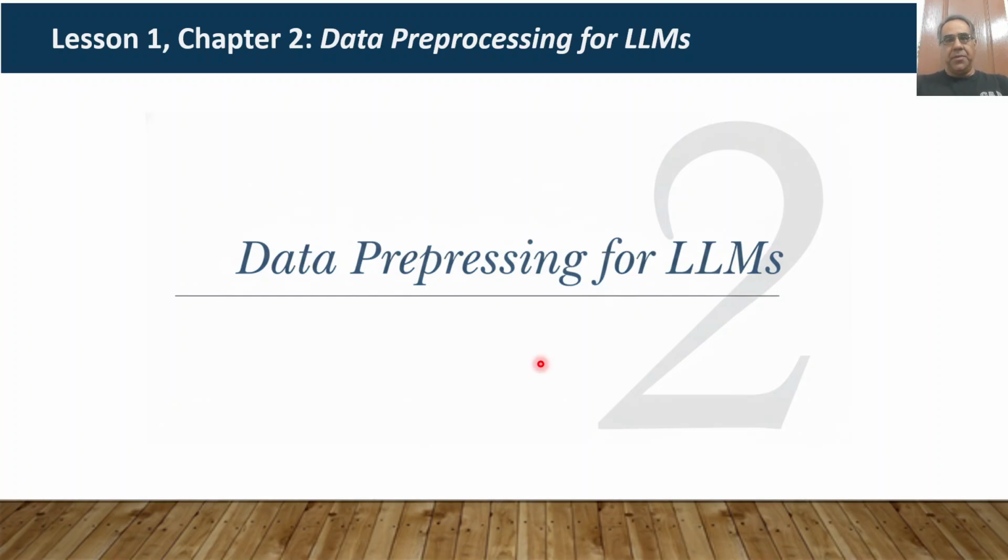In this chapter, we will learn about the fundamental data preprocessing steps of LLMs. This preprocessing includes splitting text into word and subword tokens, and then converting tokens into vectors that fit into the model.